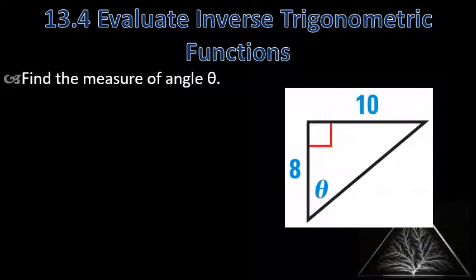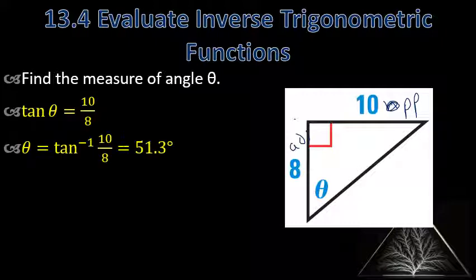One more. All right, here, this one appears to be the adjacent, and this one is the opposite. Opposite and adjacent. That's right, it's tangent. So to find our angle, do inverse tangent of the opposite over adjacent. Inverse tangent of 10/8, my calculator says, is 51.3 degrees.